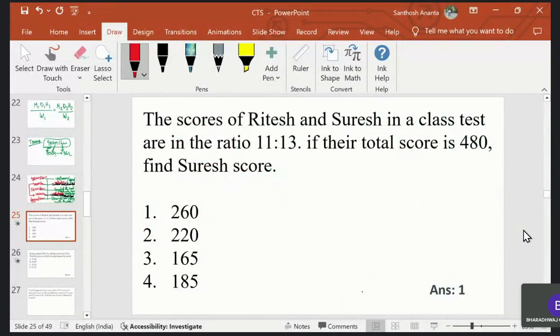First question, solve this. Solve the question and drop your answers in the chat box.